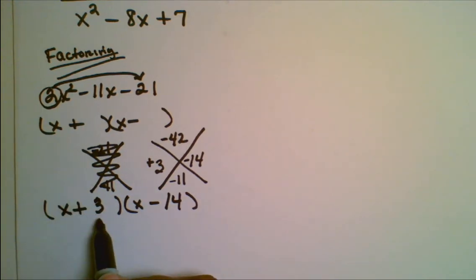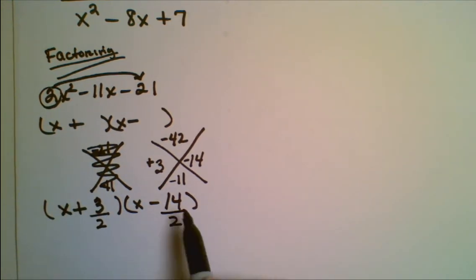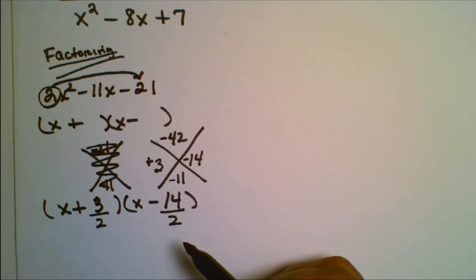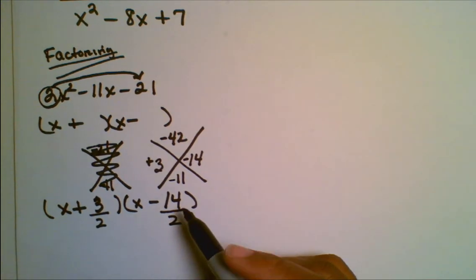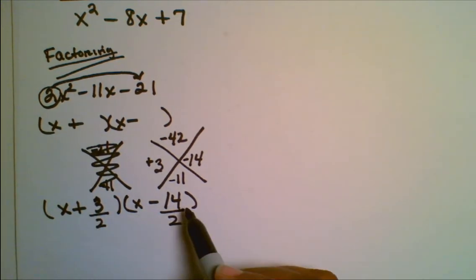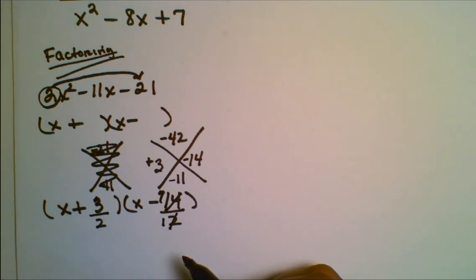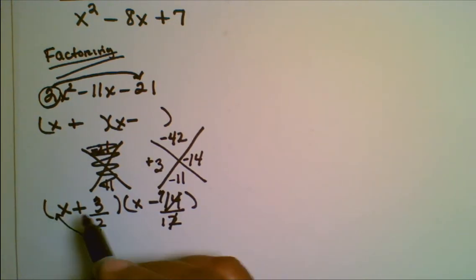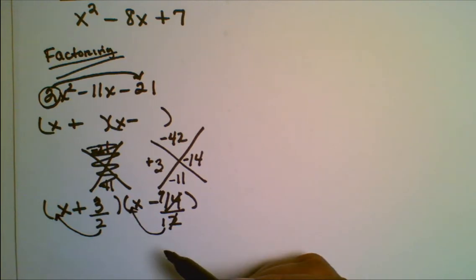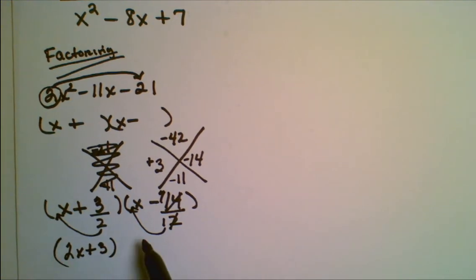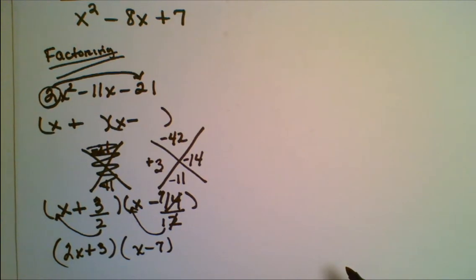So we're going to take the leading coefficient of 2 and we're going to divide that into the last term. And then we're going to reduce the fractions. So 3 over 2 can't be reduced, but 14 over 2 can. So we can divide the 2 out. 2 goes into 2 twice. 2 goes into 14 7 times. And then bottoms up so we can write our answer. So then this would give us 2x plus 3 times 1x minus 7. Those are our binomials.